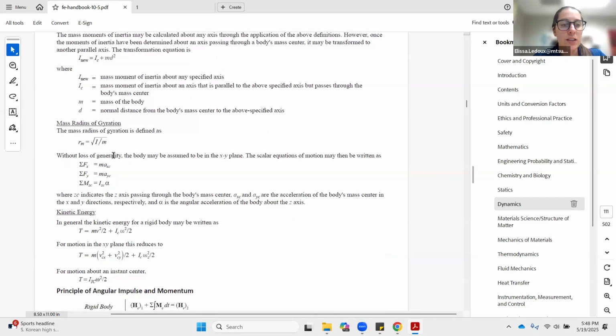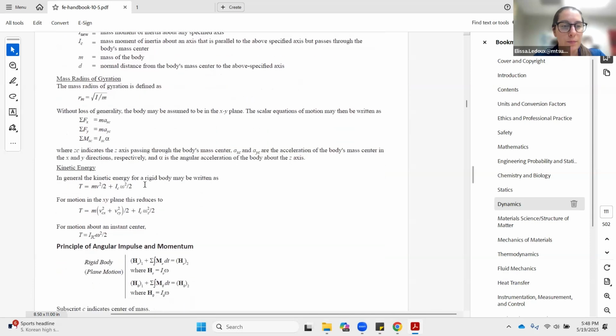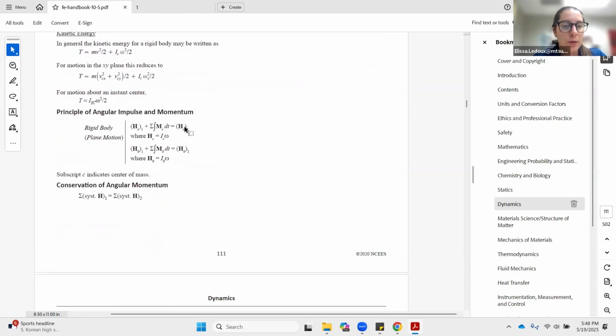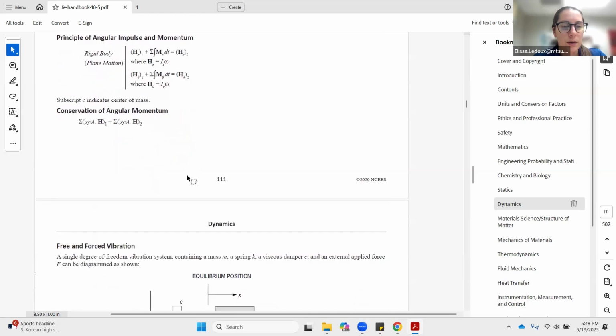So radius of gyration is the equivalent radius at which we could put a particle that would have the same moment of inertia as our shape. And then angular impulse and momentum. This is just the same thing, but rotational.